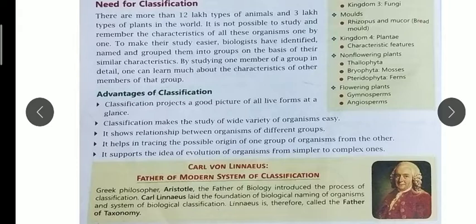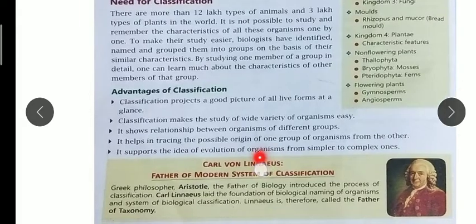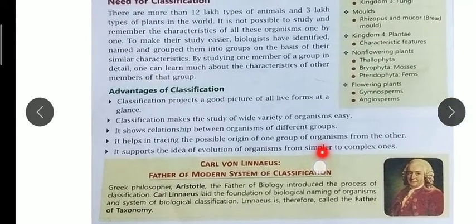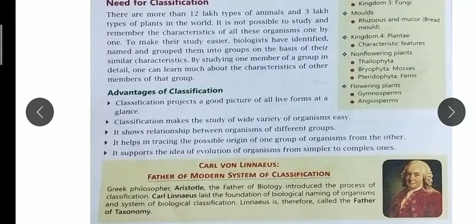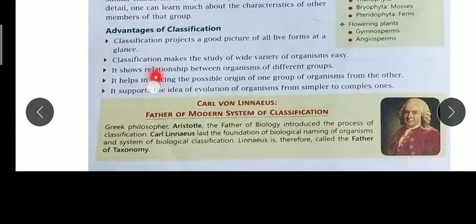It supports the idea of evolution also, from simpler to complex. In lower classes, in class 6, I told you that the classification is according to level of organization. The simplest unit is the cell, and the highest unit is the biosphere. So we can easily understand the evolution of organisms from simple unit to complex unit. You can see this picture.